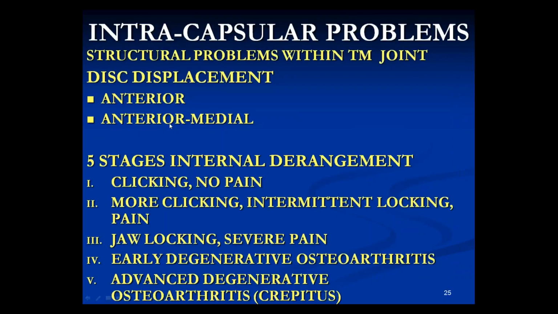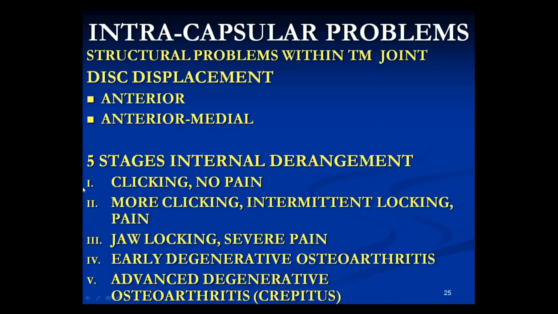Here's something you need to memorize, and it's in the article. The article that if you send for, talk to Lee Larson, he'll tell you how to get the article. Here are the 5 stages of internal derangement. You must memorize these and try to figure out what's happening in each joint, and it can be different. One joint can be clicking with no pain. The other joint can be clicking with intermittent locking and pain.